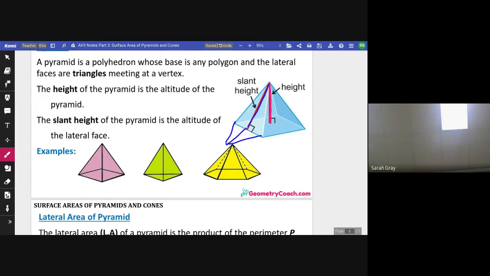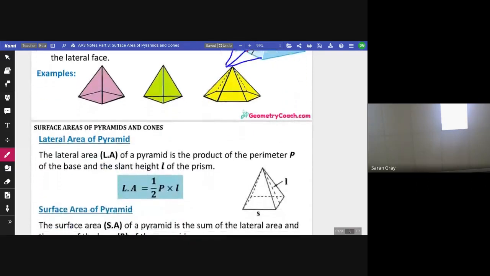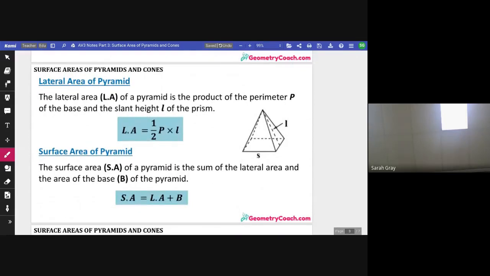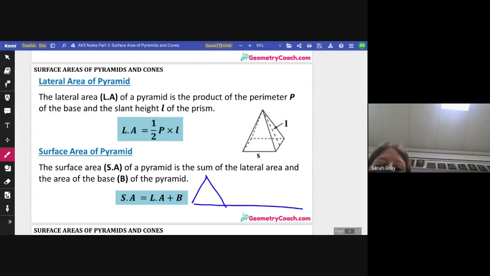Okay, questions so far? Ready. All right, here is the formula for the lateral area of a pyramid. And just like the formula for the lateral area of a prism, it's not something you need to memorize. We're just going to find the area of each of the pieces. I want to show you why this works.